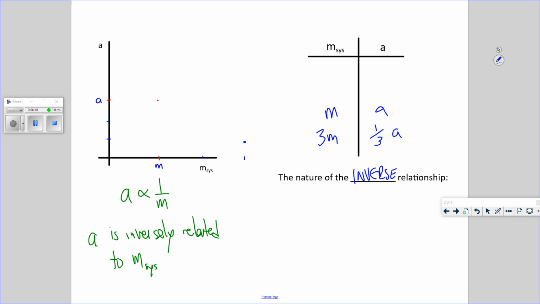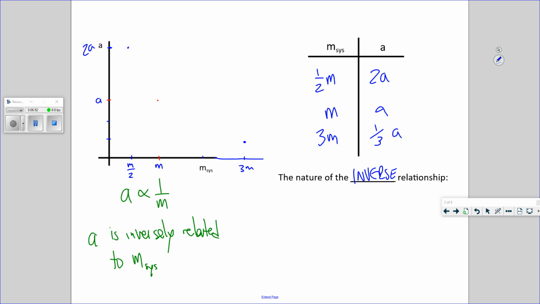We could do another one. How about we do data point 1/2 M? Well, we change M by a factor of 1/2. We change A by a factor of the inverse of 1/2, which is 2. So at 1/2 M, right, here is 3M. At 1/2 M, we get an acceleration of 2A, and here's a data point.